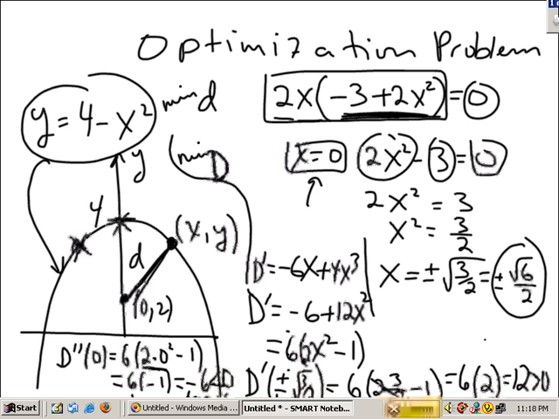But when the second derivative is greater than 0, we have our min. So it turns out that the min value happens to be when x is negative the square root of 6 over 2, or positive the square root of 6 over 2. It happens to be right here and right there. Now, those are the 2 points that are closest to (0, 2).